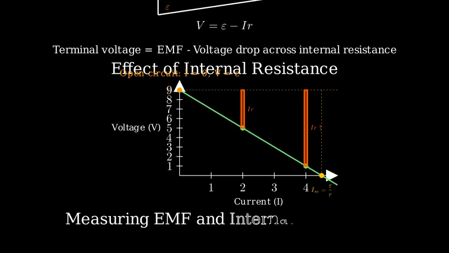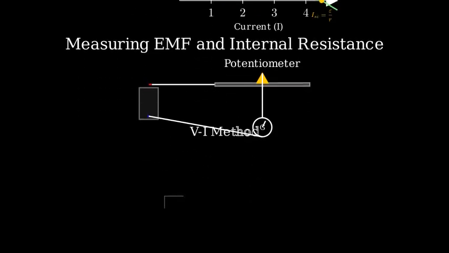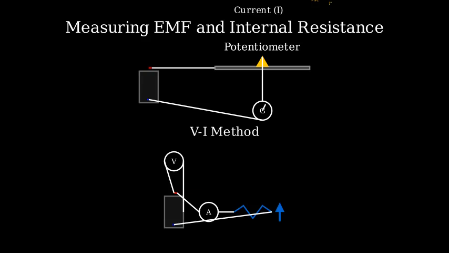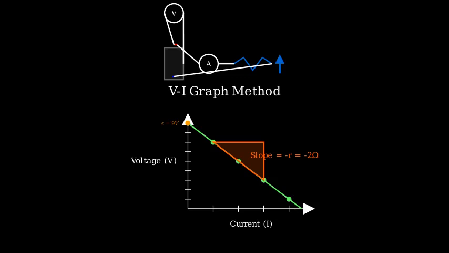How do we measure the EMF and internal resistance of a cell? We can use a potentiometer to measure the EMF directly without drawing current. Another method is to measure the terminal voltage V for different values of current I, and then plot a V versus I graph. The y-intercept gives us the EMF, and the negative slope gives us the internal resistance.